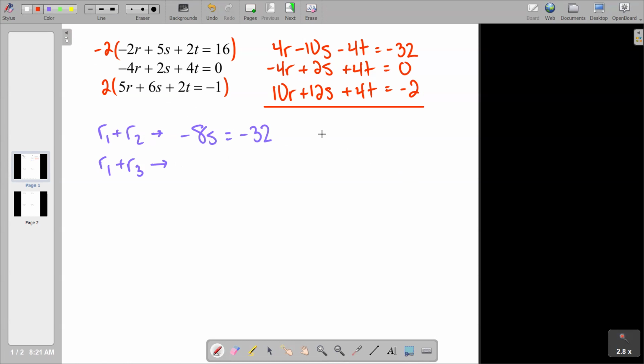But see, this equation right here yields a very useful piece of information. And that is if you divide both sides by negative 8, you now know that S is 4. But where people tend to panic is if they do spot that, then they just stop and don't know what to do.